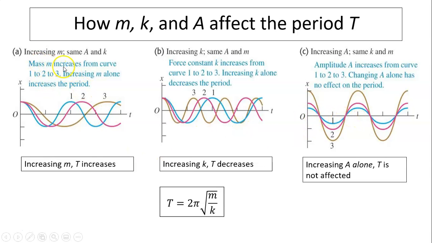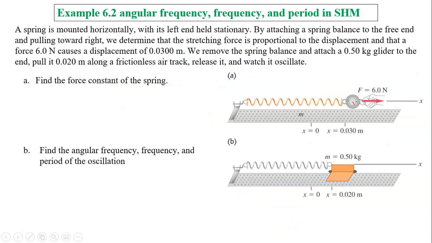What happens when you increase the mass? See, the blue is the first. Purple, you increase the mass. The third one, the gold, you increase mass even more. So it seems like you're stretching it. Increasing mass, T increases. What happens when you increase k, with the same A and m? When you increase k using this equation, T decreases. So here the blue is the original one. The gold is the last one. You kind of compress the wave. So T actually decreases.